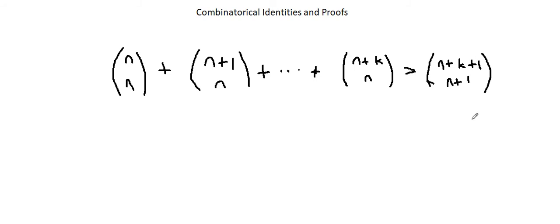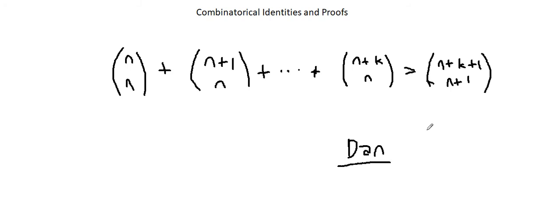So let's try to prove this. Again, look at the simpler combination. In this case, it's the right hand side, n plus k plus 1 choose n plus 1. Here, let's try to have just one person, or Dan.